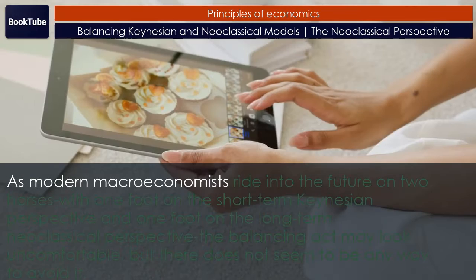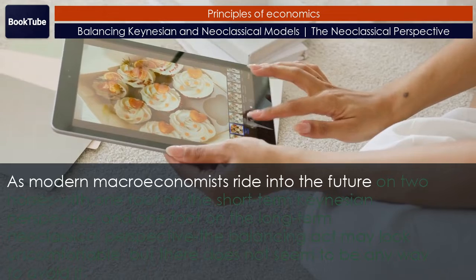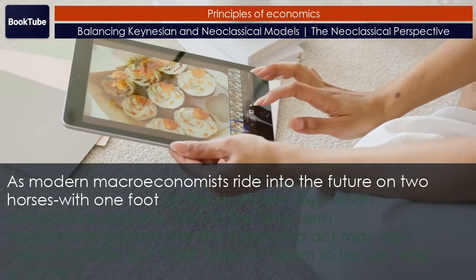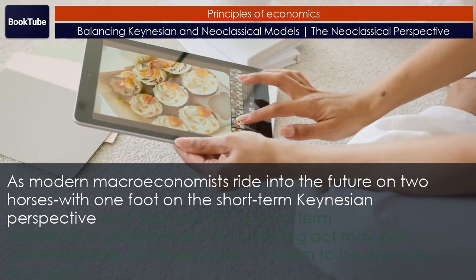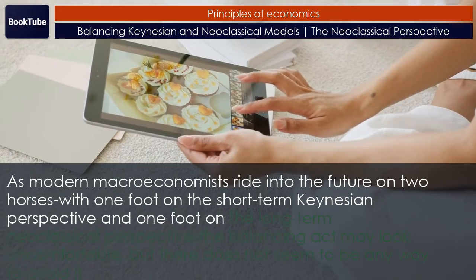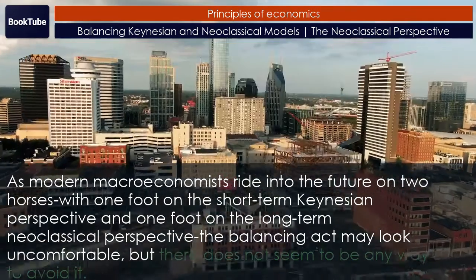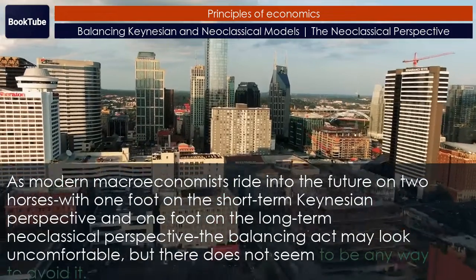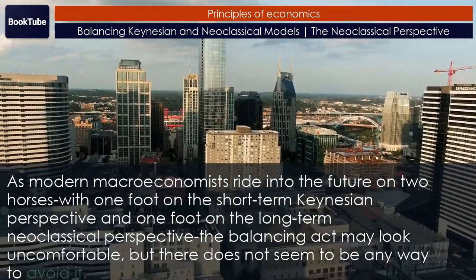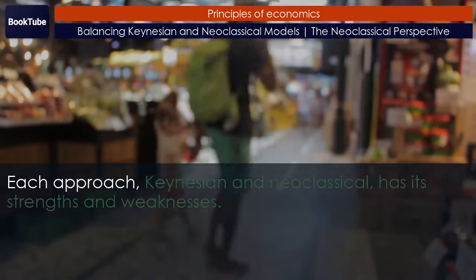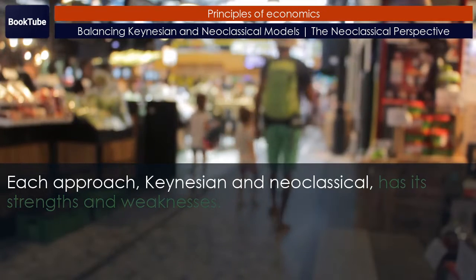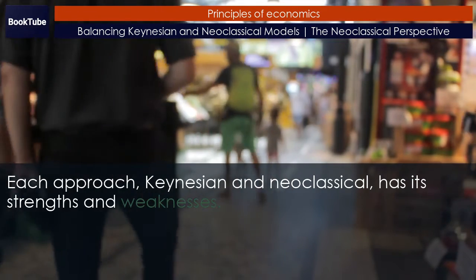As modern macroeconomists ride into the future on two horses, with one foot on the short-term Keynesian perspective and one foot on the long-term neoclassical perspective, the balancing act may look uncomfortable, but there does not seem to be any way to avoid it. Each approach, Keynesian and neoclassical, has its strengths and weaknesses.